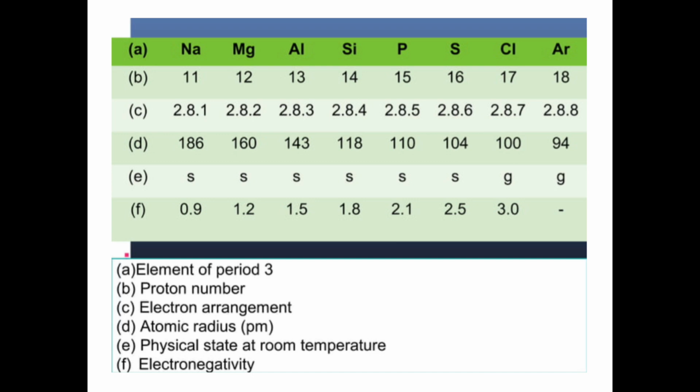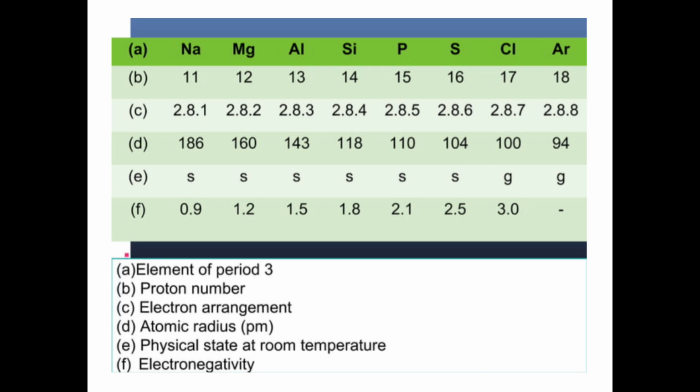Again, let's look at the physical state of elements in period 3. You observe that you are moving from solid to gas. Most of them are solid with the exception of chlorine and argon, which are gases.